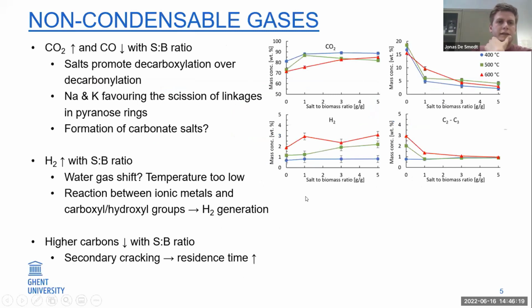In the next two slides, I will talk about the non-condensable gases that we observed from these experiments. The first thing that we noticed is the great increase in CO2 yields and the inverse effect on CO, so the lower yield of CO with the amount of salt that we dosed. We attributed this to the fact that salts promote decarboxylation over the decarbonylation reactions. And sodium and potassium also favor decisions of linkages in pyranose rings. So that's why we get more CO2 and less CO.